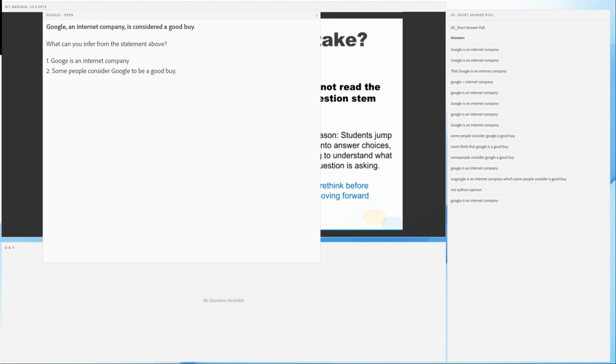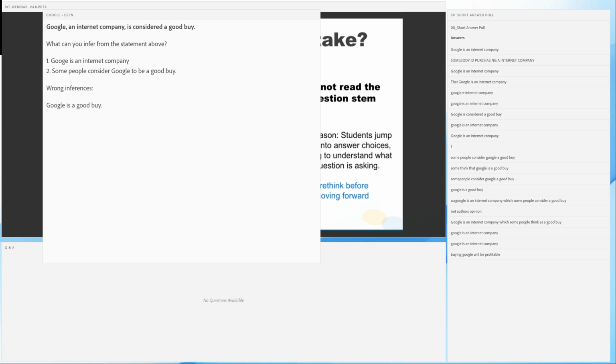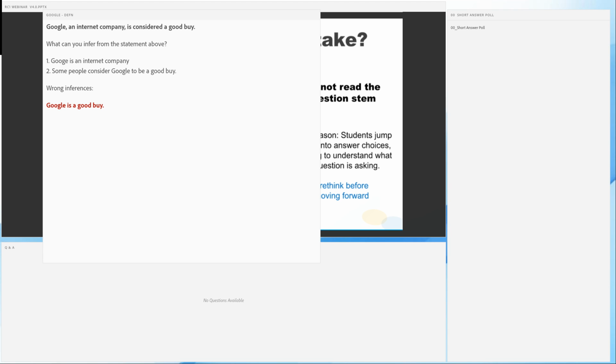Okay. These are the correct inferences. Wrong inferences? This is a wrong inference from this. Isn't it important for you to know, even for your own life, what you can infer when you read a piece of text? Forget about the MBA. Shouldn't you know this?